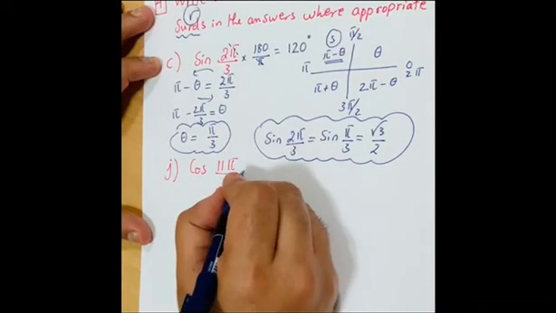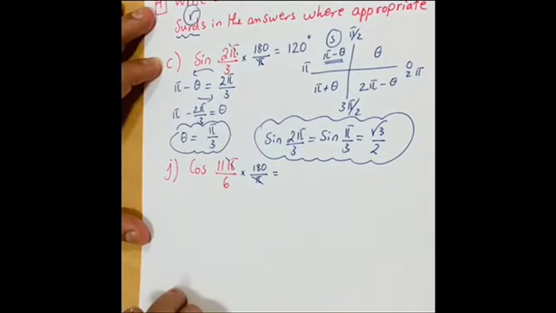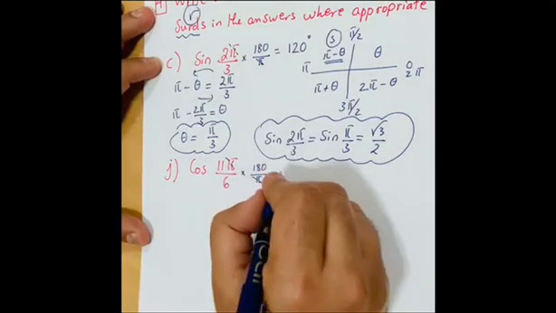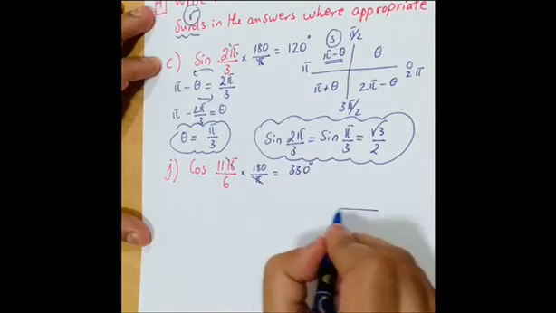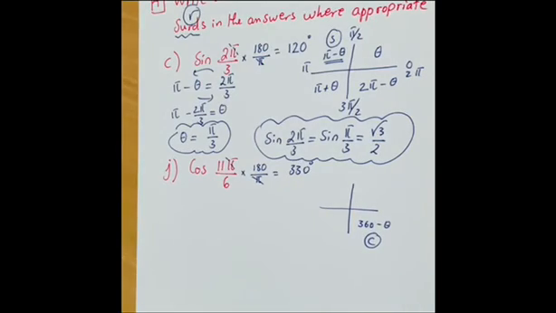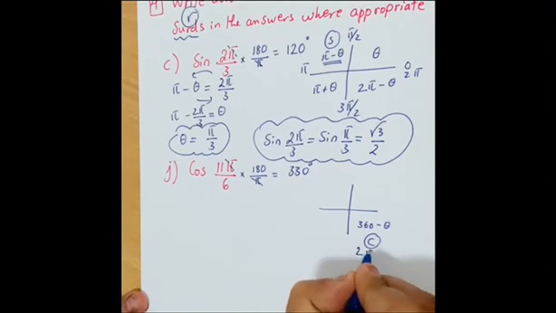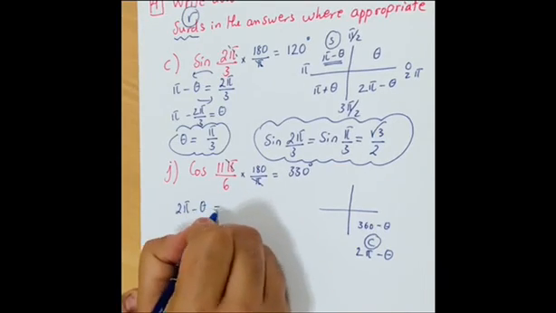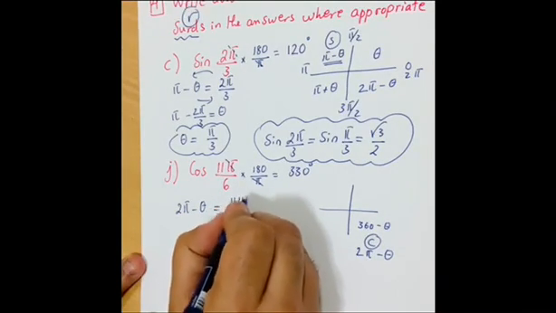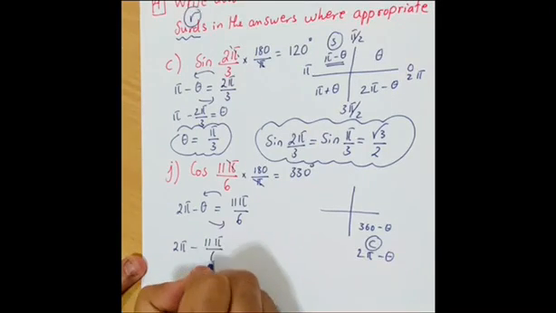Same idea, 11 pi over 6. So you just convert it to degrees. 180 divided by 6 is equal to 30, and 30 times 11 is equal to 330. So we're talking about 330. 330 is in the fourth quadrant, so the expression is 360 minus theta, and in this quadrant only cosine takes a positive sign. So we have to use 360 or 2 pi minus theta. So 2 pi minus theta is equal to 11 pi over 6. By interchanging the terms, 2 pi minus 11 pi over 6 is equal to theta.